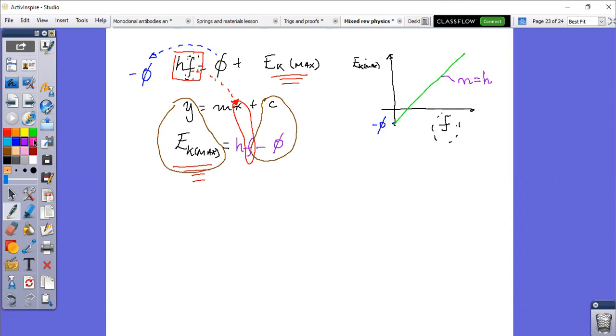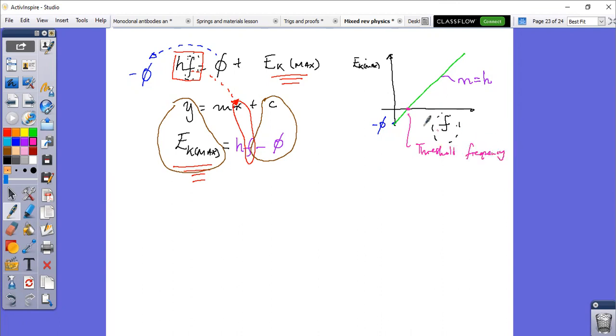And what does this intercept here, what does this intercept represent? Is that the threshold frequency? Very good, Tom, very good.